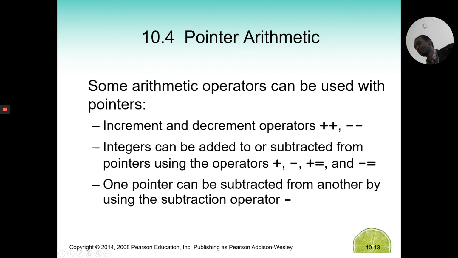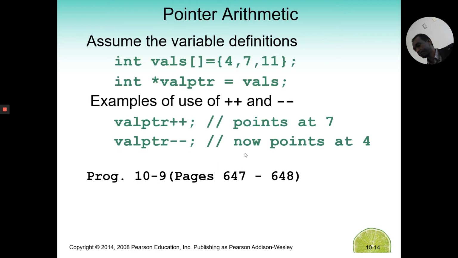Pointer arithmetic. Some arithmetic operators can be used with pointers: the increment and decrement operators, plus plus, minus minus. An integer can be added to or subtracted from pointers using the operators. One pointer can be subtracted from another by using the subtraction operator. Assume the variable definition: int vowels[] = {4, 7, 11}, and then the pointer, how you assign it. And then you can say valptr++ or valptr--. So you're subtracting, basically changing the position.